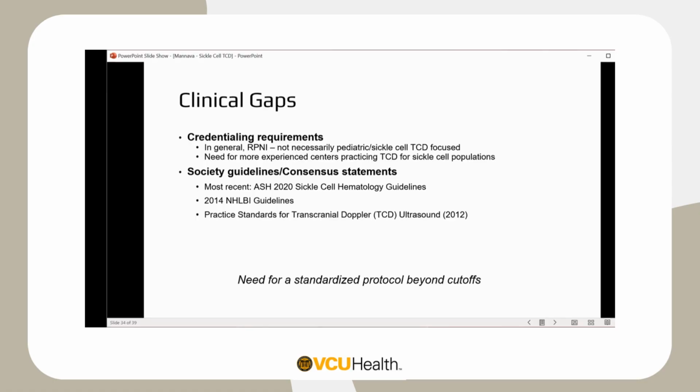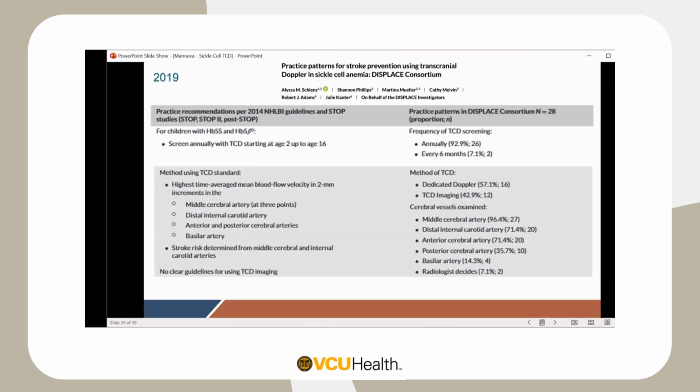As for the society guidelines, I mentioned the ASH guidelines. Prior to that were the National Heart, Lung, and Blood Institute guidelines, and also the practice standards for TCD, which we still use to this day. When they looked at how people are practicing sickle cell protocols in their local setting, they found that even though we have this standardized process of annual TCD screening, not everybody is doing it the same. And in terms of cerebral vessels that are insonated, there are differences.